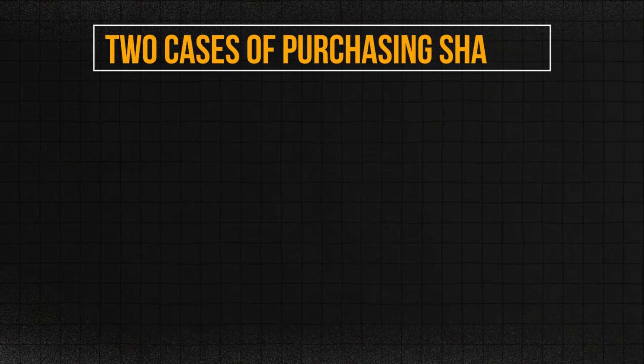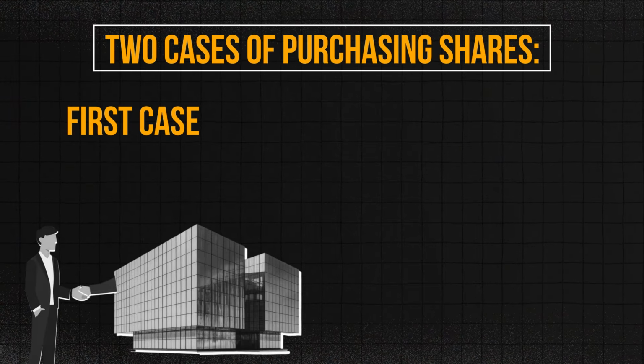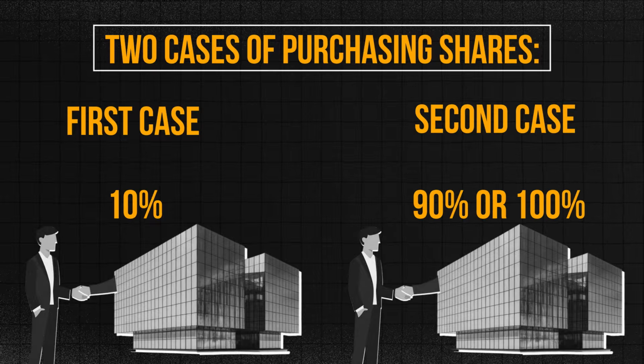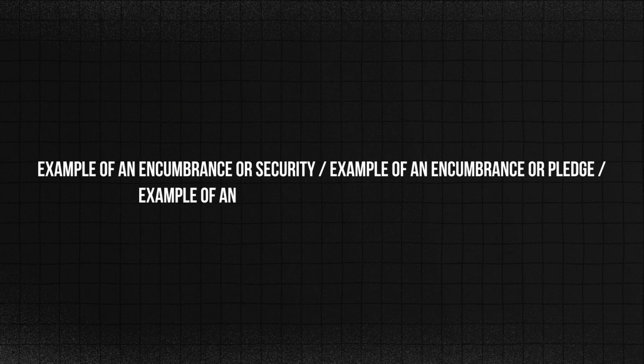Let's take two scenarios. In the first case, the purchaser is, let's say, buying a 10% stake in a company. And in the second case, the purchaser is buying, let's say, a 90% or 100% stake in the company and is becoming the controlling shareholder of the company. In the first case, where the purchaser is buying a 10% shareholding in the company, the purchaser will just seek assurances regarding the shares that he is purchasing. Like, for example, whether the seller has valid title over the shares, whether the seller has the requisite capacity or authority to enter into the contract, whether there has been any encumbrance or security created over these shares.